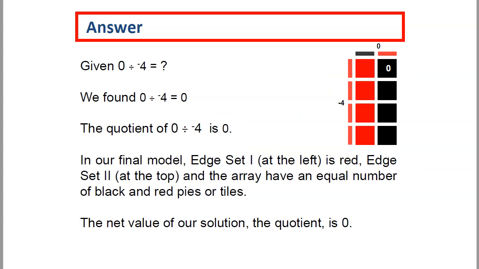Our answer is we found that 0 divided by -4 is 0. The quotient of 0 divided by -4 is 0. In our final model, edge set 1 at the left is red, and edge set 2 at the top and the array have an equal number of black and red pieces or tiles. The net value of our solution, the quotient, is 0.